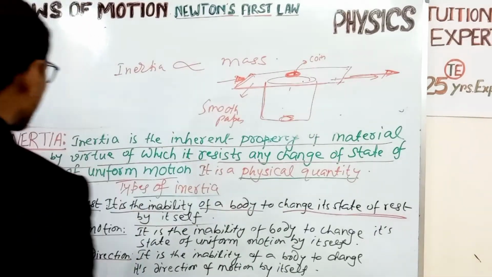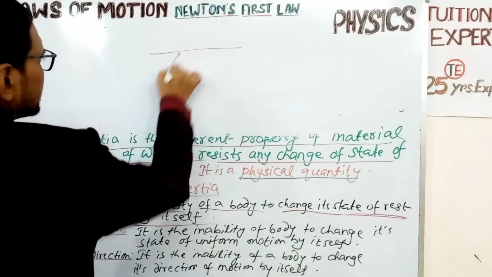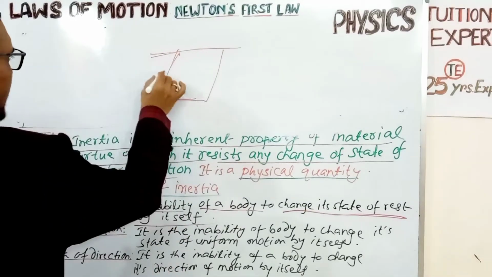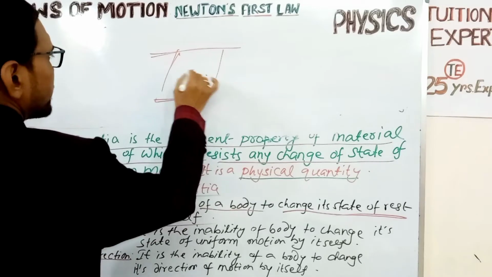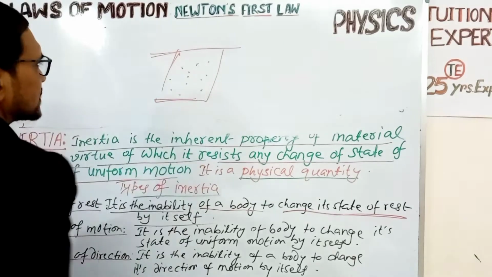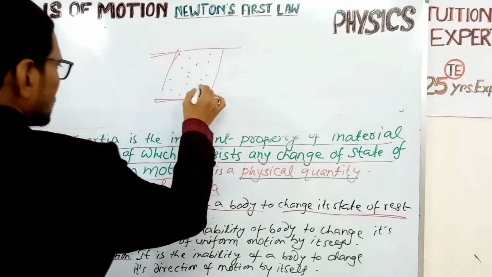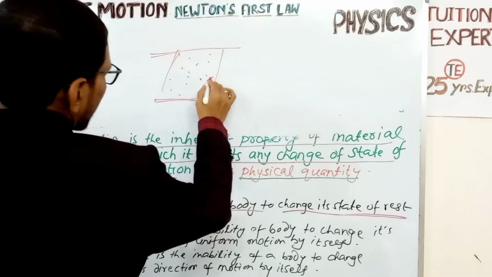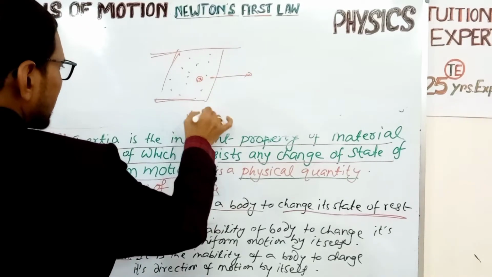Another example of inertia of rest is a blanket hanging vertically. When this blanket is beaten with a stick, the dust inside the blanket flies away, because due to inertia of rest the dust tends to remain in its position while the blanket moves, so the dust then falls under gravity.